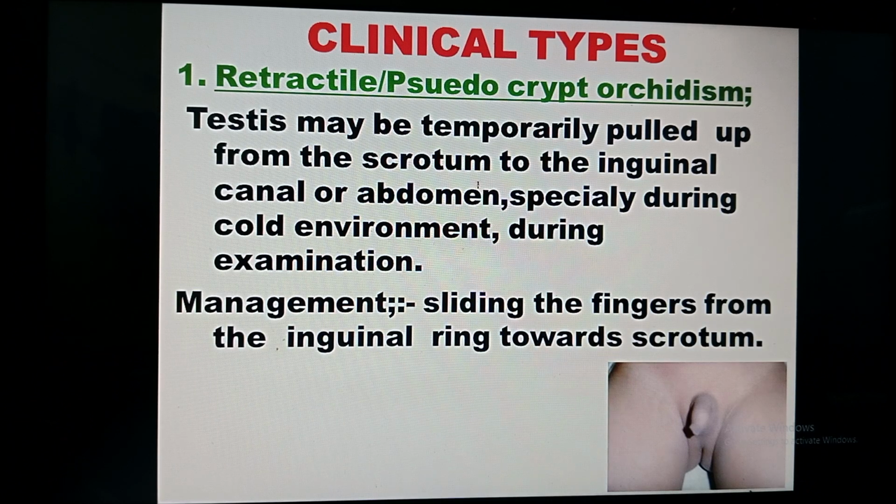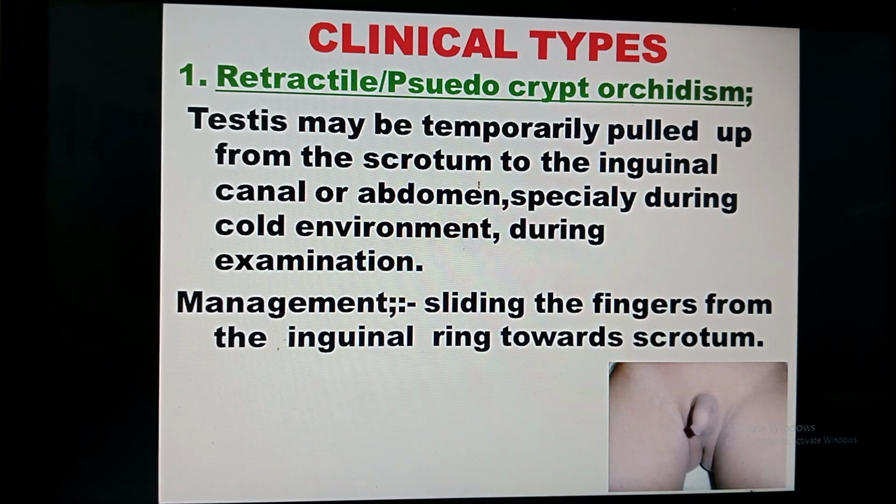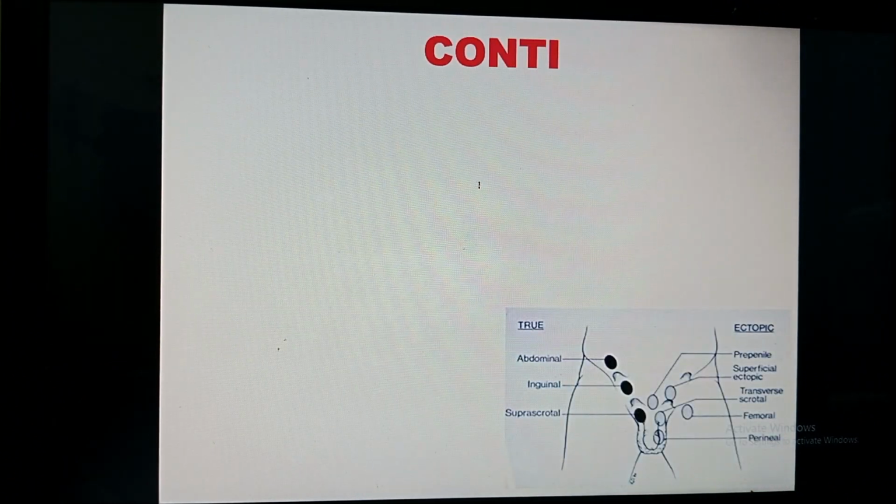In such a condition, what can be done? Management is through the fingers. Use three fingers, sliding from the inguinal ring towards the scrotum, slowly. You should not place the finger over the testis. The testis is a very fragile organ, very sensitive, and damage may take place. Just away from the testis, with three fingers in a sliding movement, apply pressure. Slowly it will slip through the inguinal canal and reach the normal position. So that is pseudo-cryptorchidism.